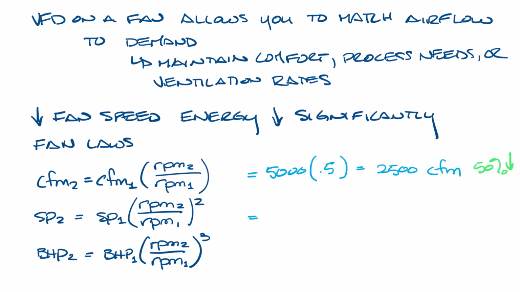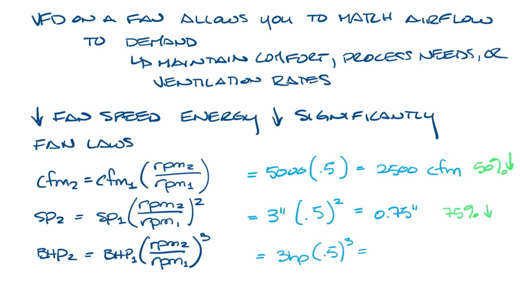And let's say the static pressure starts at 3 inches, and now you take your 50% motor speed change and square that, and you get 0.75 inches, and that's a 75% reduction in static pressure. And then for, let's say, 3 brake horsepower, you take your 0.5 cubed now, and that's 0.375 horsepower. So that's an 87.5% reduction in motor horsepower, which is a lot.